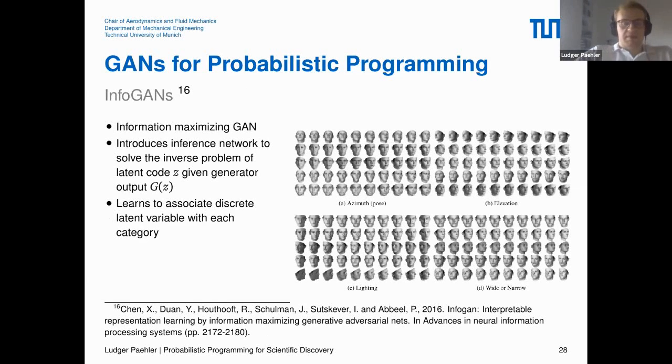InfoGANs, they basically introduce an inference network to solve the inverse problem, given the generator output, and basically it begins to associate labels with each category, which makes results a lot more expressive and provides a lot more interesting outcomes.